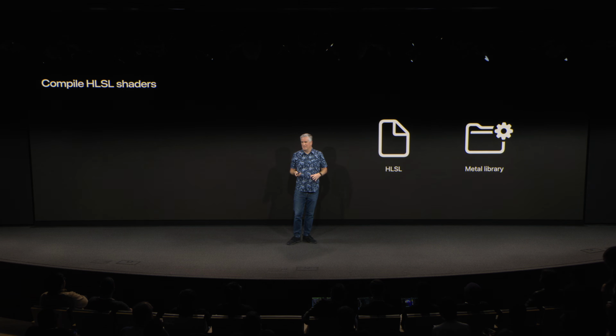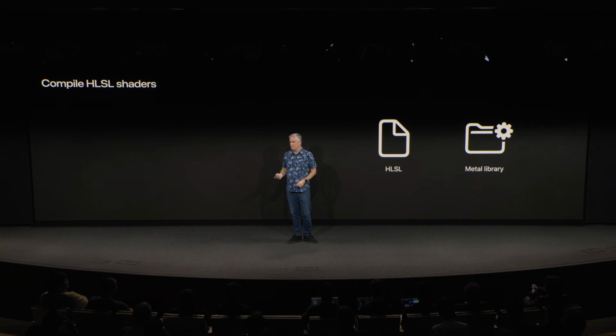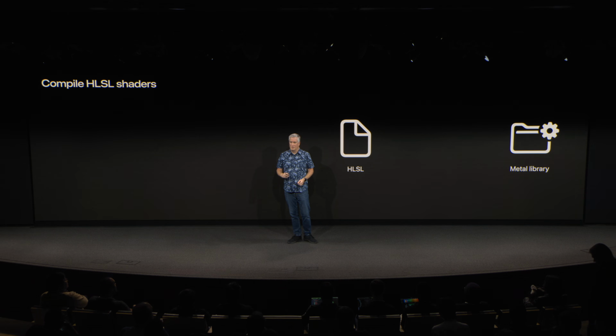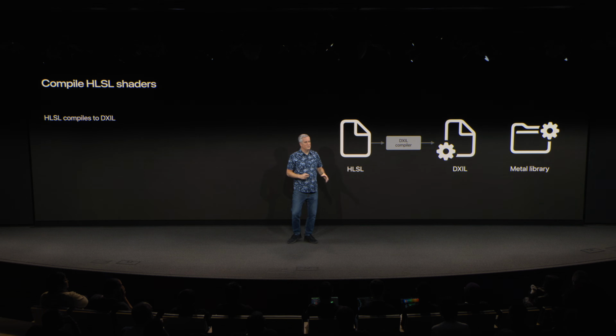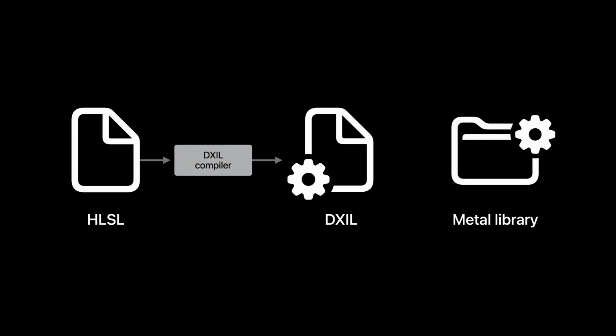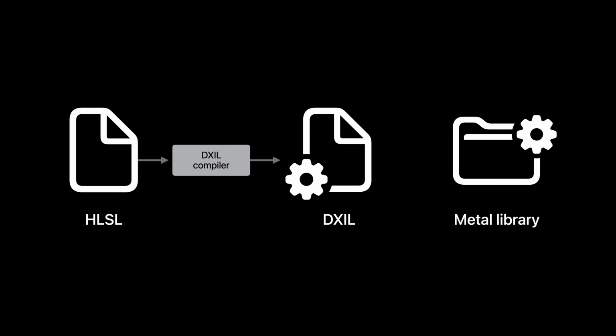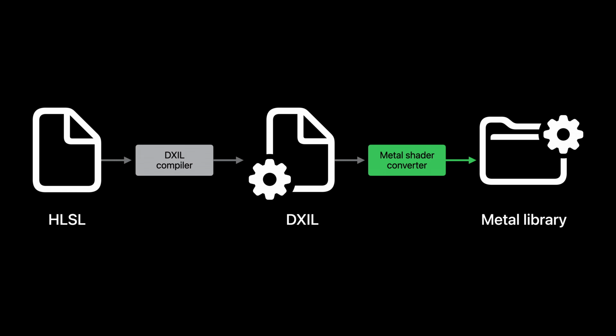Starting with HLSL shaders and getting to a Metal library used to be a complex chain of libraries and tools and limited feature support. Metal Shader Converter massively simplifies this process and exposes many more features. For HLSL files, use the DXC compiler to compile your HLSL shader to create a DXIL file. Then the Metal Shader Converter uses that DXIL file to create your Metal library.